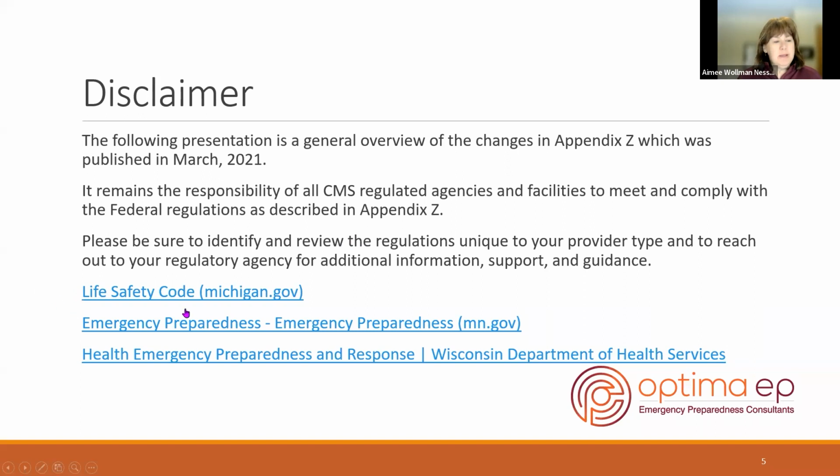So I did put in the links here for both Minnesota and Wisconsin for the state regulating agencies and their information about emergency preparedness. So if you have any doubts or questions about the regulations, those really are the places that you need to go to, because that's where the surveyors are coming out of.